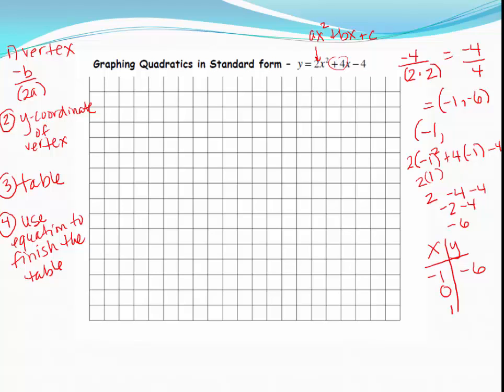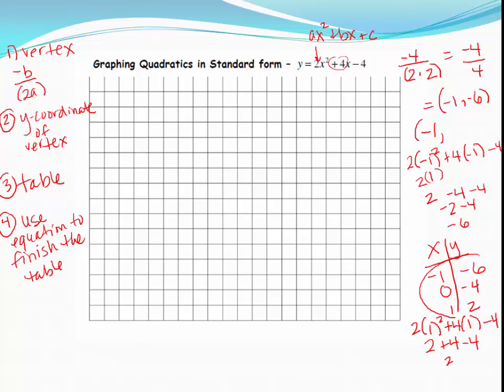So I'm going to go 0, 1. So now I'm going to plug a 0 in wherever there is an x. So anything times 0 is 0, anything times 0 is 0. That will give me -4. Now I got to plug a 1 in. So that's 1. 1 times 2 is 2. 4 times 1. And that will give me 2 as the final answer.